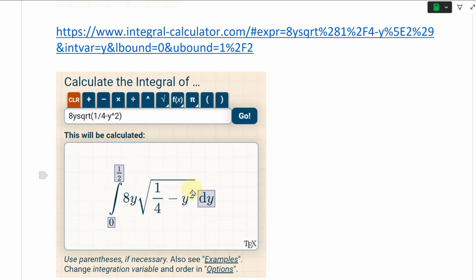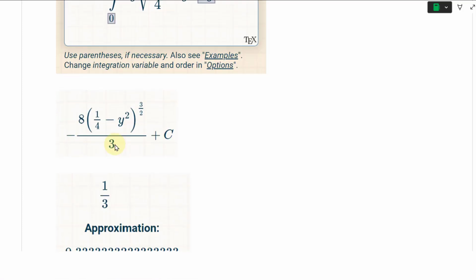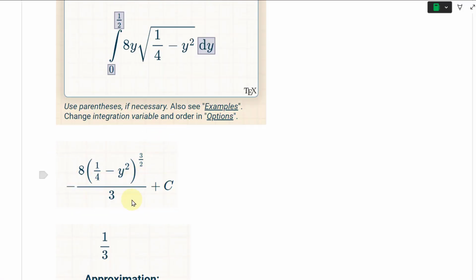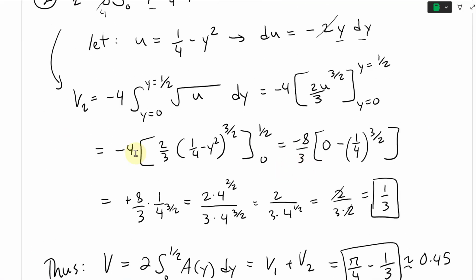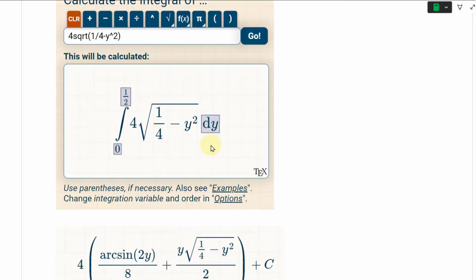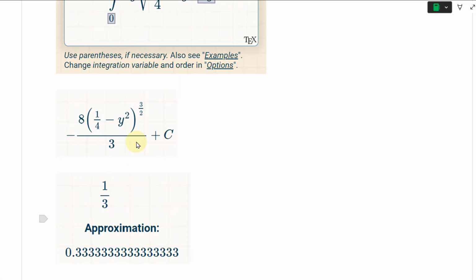It automatically knows what you're talking about and generates this format, 8y, and then square root 1 over 4 minus y squared dy. You get basically this right here, and exactly what we had, 8 times 1 over 4 minus y squared, all to the power of 3 over 2, and there's 8 over 3. There's exactly what we had over here. Here, 2 over 3, 1 over 4, and this can be 8 inside there. 1 over 4 minus y squared to the power of 3 over 2. Then it evaluates for you and you get pi over 4. Oh no, that's the other one. Whoops. It evaluates for you and you get 1 over 3.